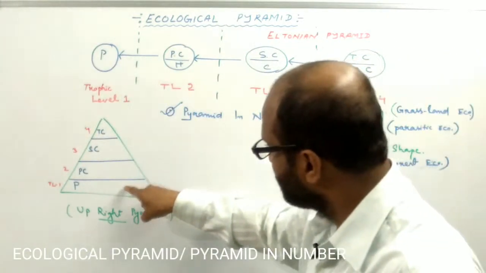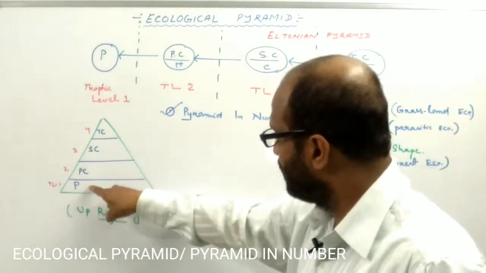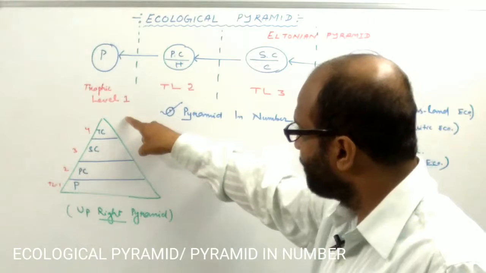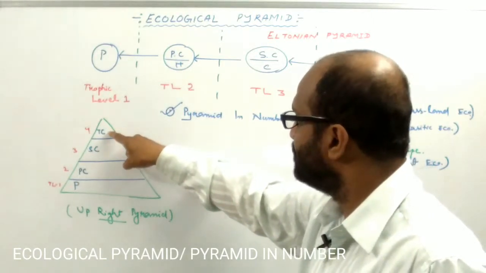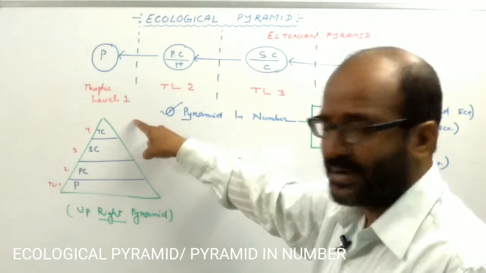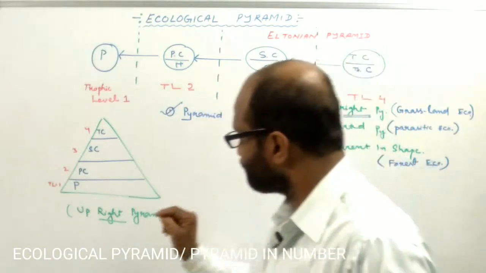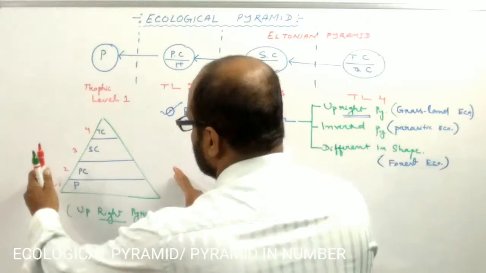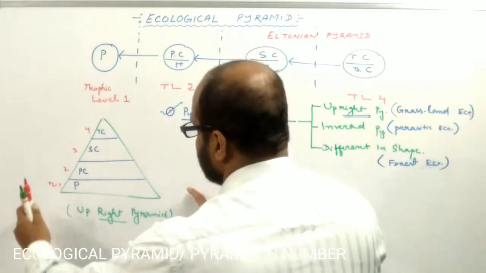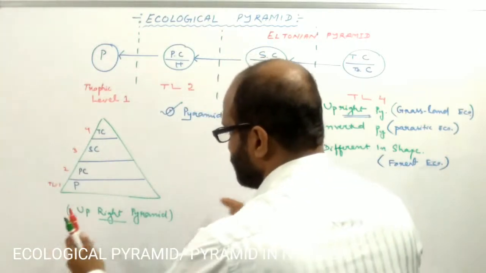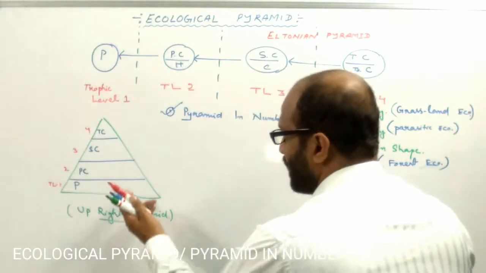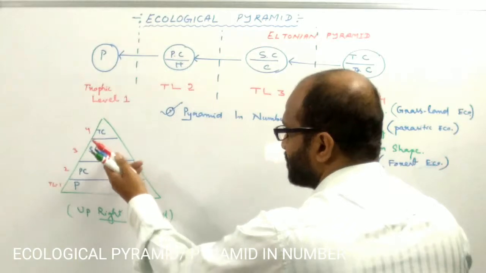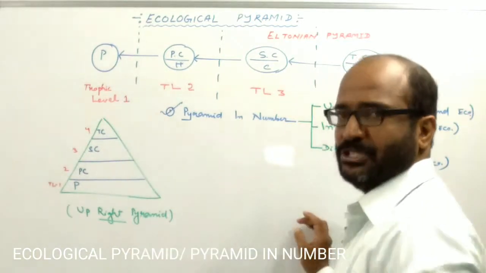At the base of the pyramid is the producer, the first trophic level, and at the apex, the tertiary or top consumer is present. From base to upward, the number is gradually reduced, from the producer to the primary consumer, to the secondary consumer, to the top consumer.